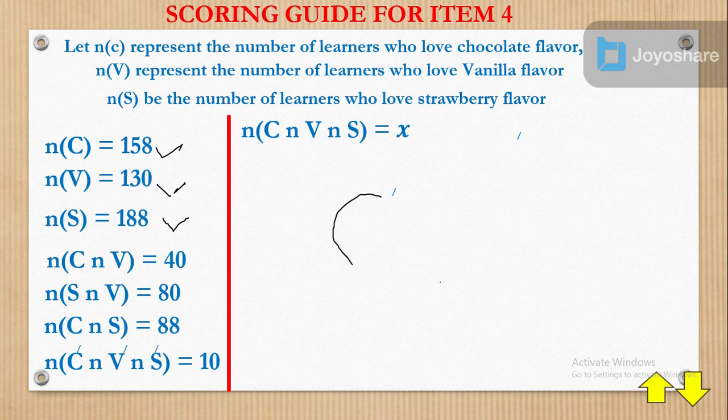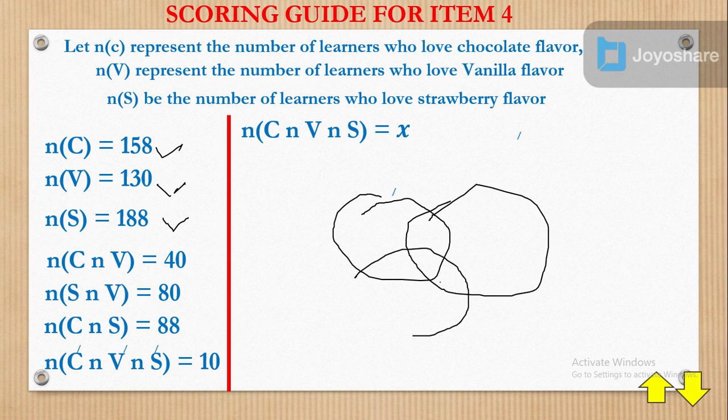Now, if you have a Venn diagram like that, and I told you this is our C, this is our V, and this is our S, then how do we put the values? Now C intersect. Remember, we have our X in the middle there. How shall we put that?